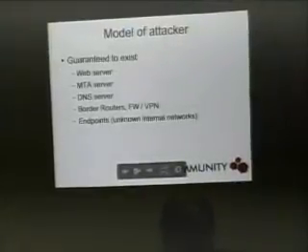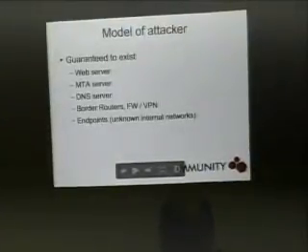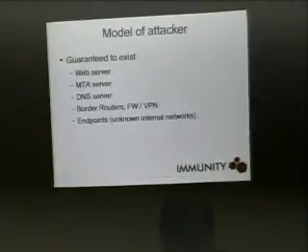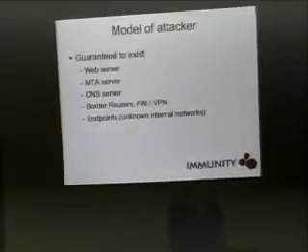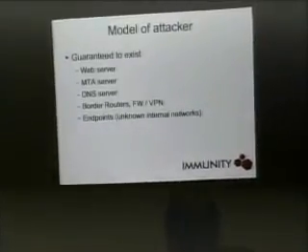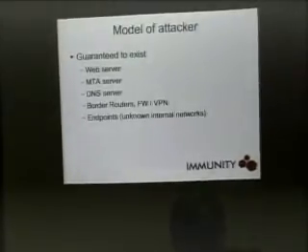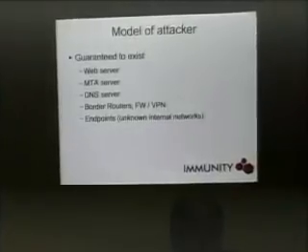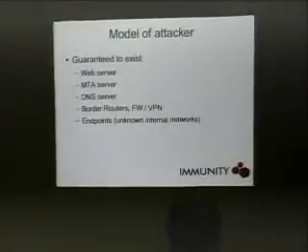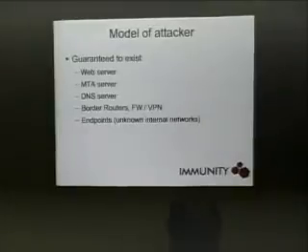So our model in mind was not to find out what's out there. We knew that certain things have to exist: a web server, an MTA server, a mail server, a DNS server, some border routers and firewalls and VPN devices, whether hardware or software based, and then of course the endpoints, which we had no idea what they are. Clients, basically client operating systems.